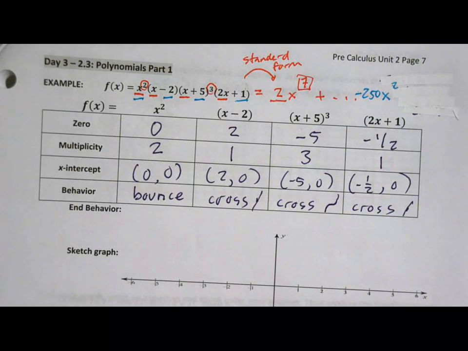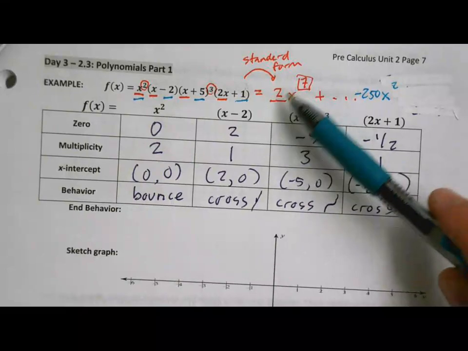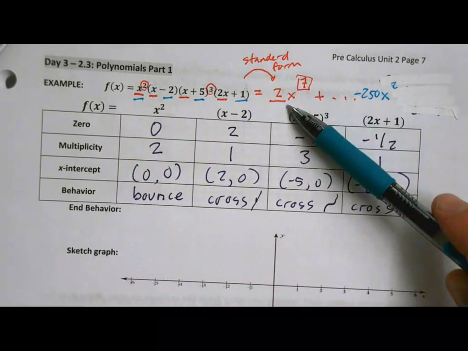But that will come up later on. So what we're doing here is we're just predicting what this thing would look like if we were to write it out in standard form. All right, why do we do that? We did that because I needed this information here to know what my end behavior was going to look like.